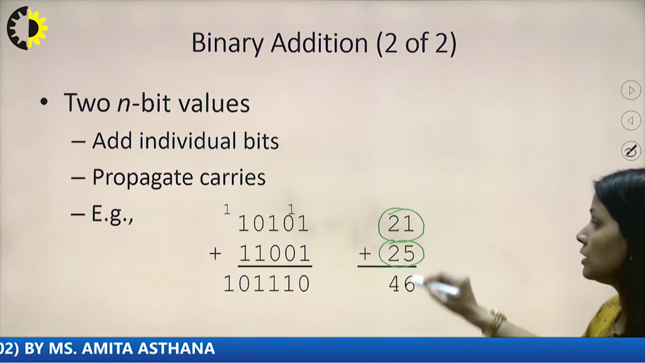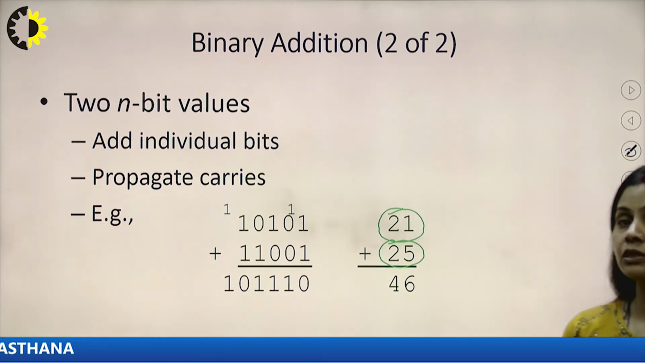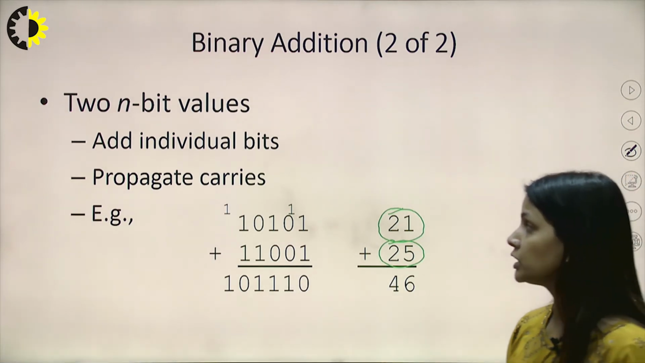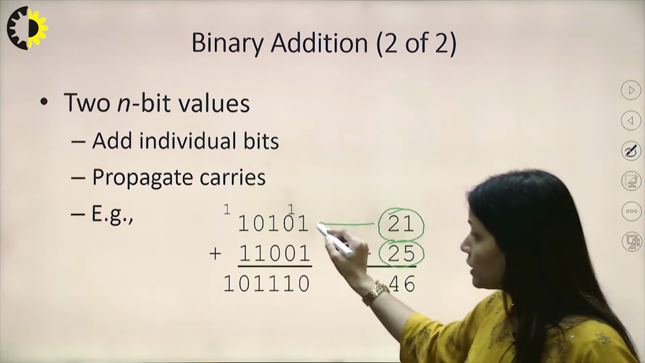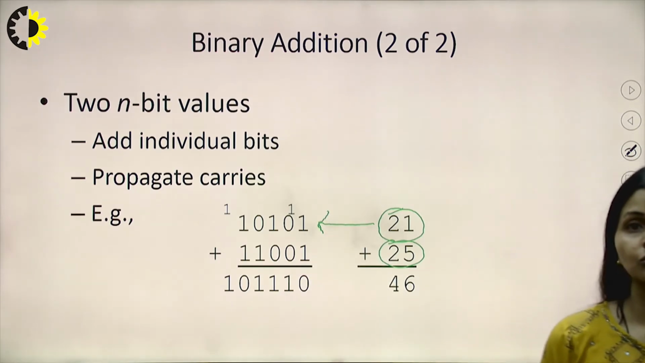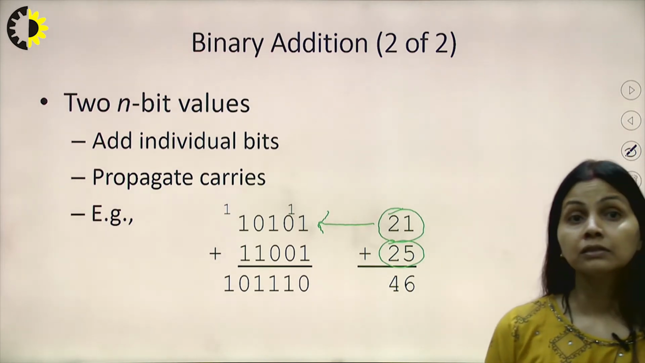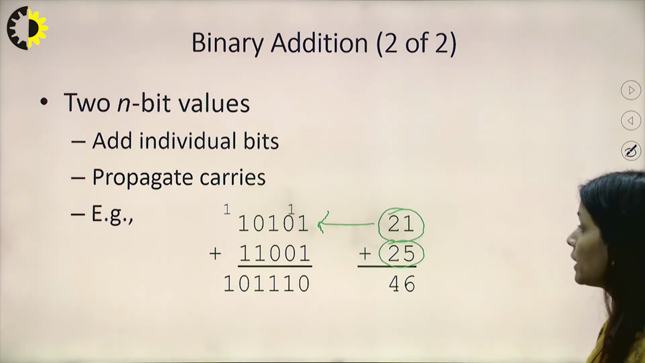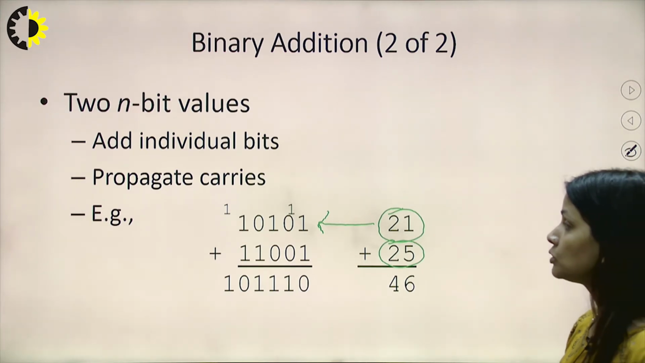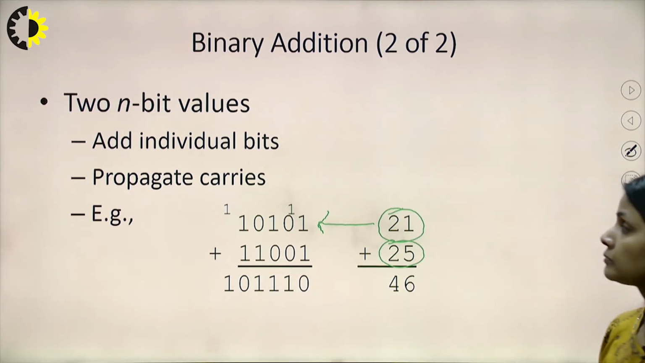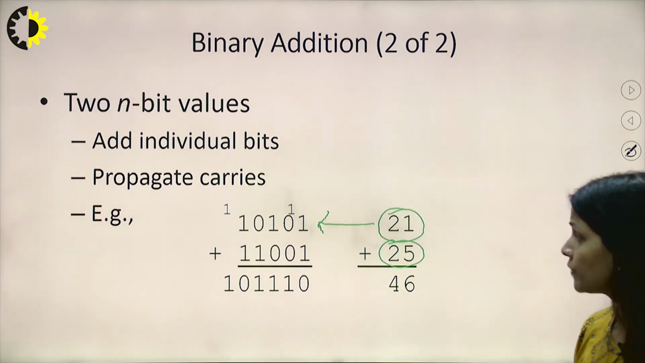In decimal we can add very easily: 21 plus 25 is 46. Now we will add in the binary domain. The 21 equivalent number is 10101, and for 25 it is 11001. Now coming to the addition part.